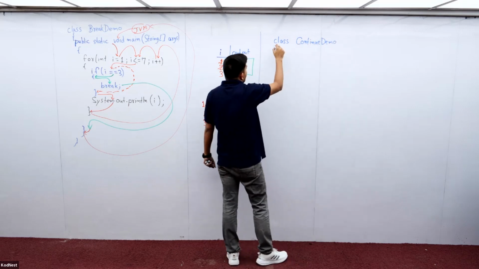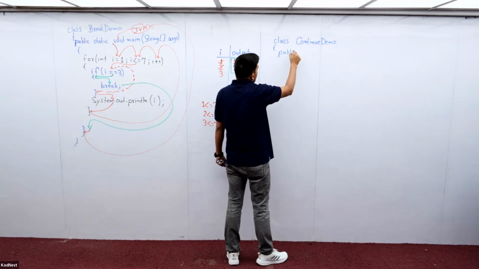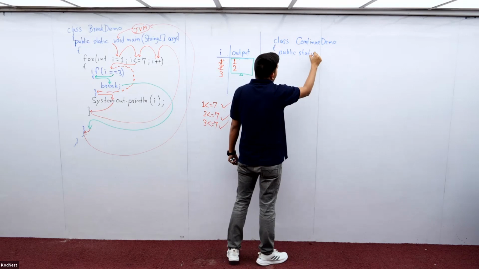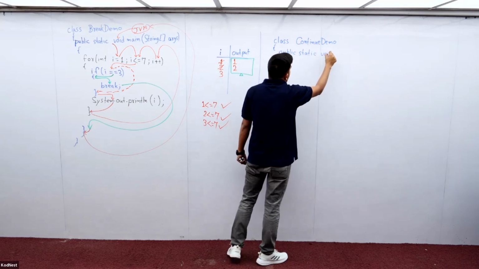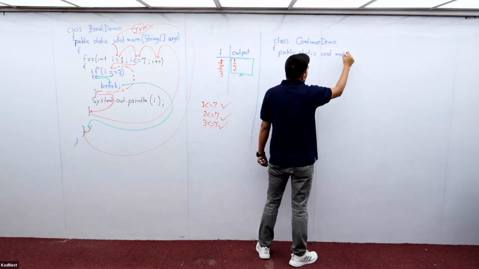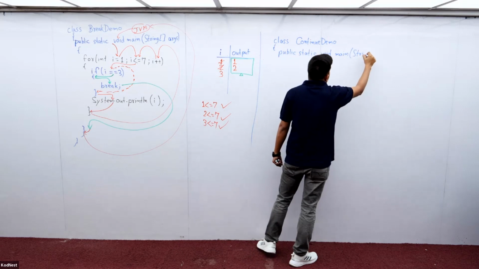Inside this class, maybe I will be having a method, the main method. The main method of Java has to look like public, static, void, and main. The main method also accepts a string of arguments.